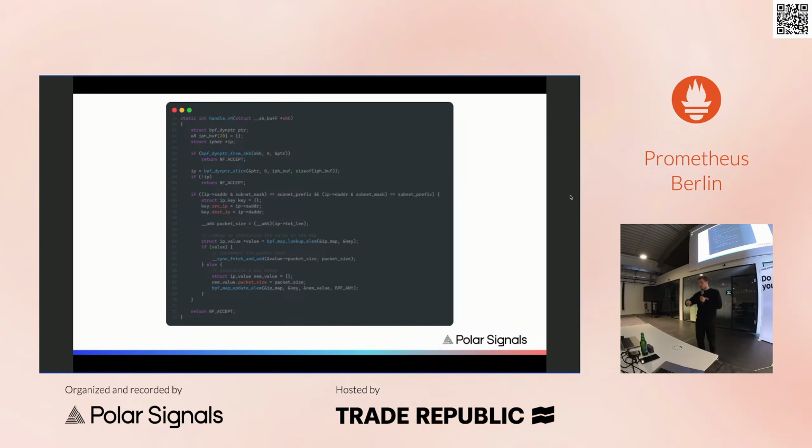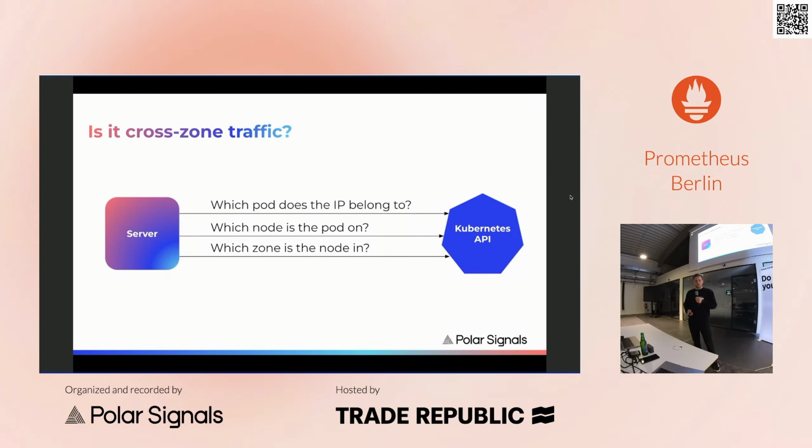From the Go code, it is then normal sending of data over the wire through the network. Again, this is the same question as earlier: we get an IP and want to figure out what pod it belongs to, on what node that pod is, and which zone the node is in.